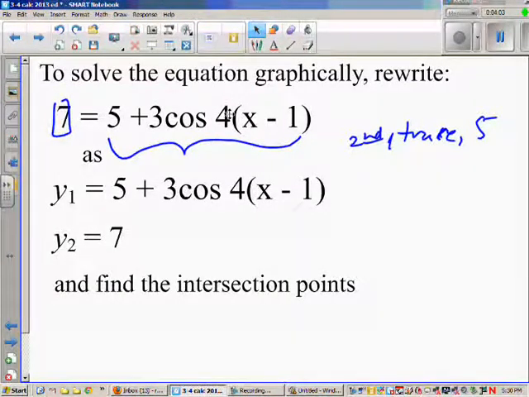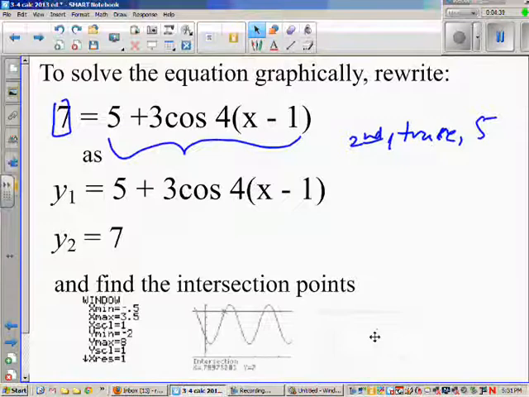Pi over 2, if pi is 3.14, half of that's a little over 1.5. So I knew I needed 1.5 to see 1 period, a little over 3 to see 2. So I chose a window of negative 0.5 to get on the left side of the y-axis, up to 3.5. For the y, I chose somewhere between 5 plus 3 and 5 minus 3. I actually went down to negative 2 so I could see the x-axis also. And I got these two values.